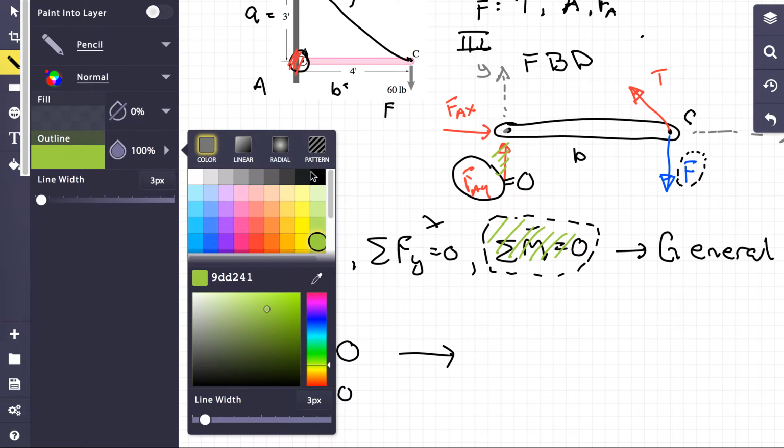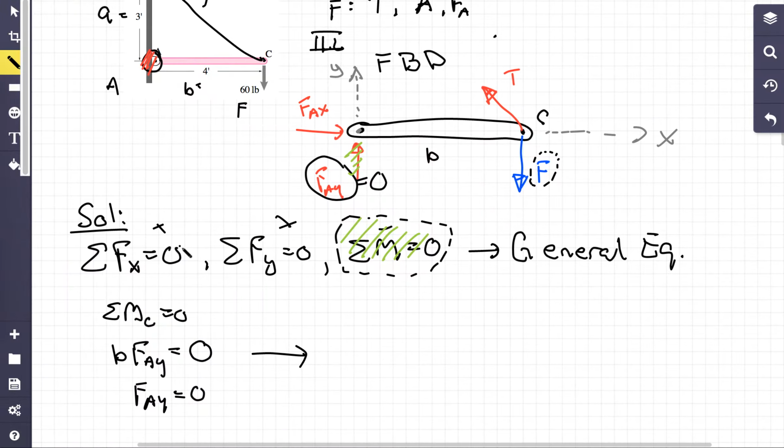So this is our procedure for how to do that. If we take the sum of the forces in the x direction, we're still left with FAX and TX, basically. We can break this down into two different components, TX and TY. They're still unknown, so we can't really do anything with that. So the best alternative for now is the sum of the forces in y.